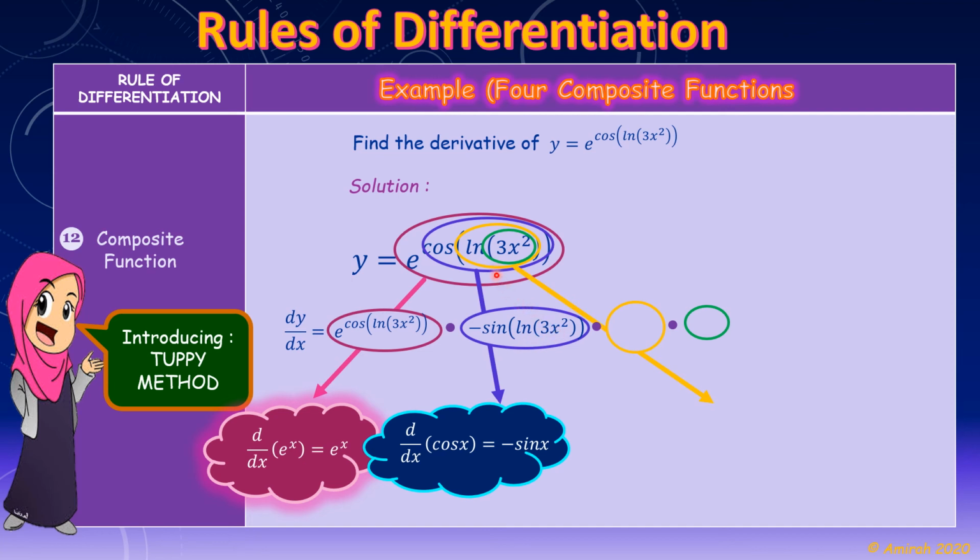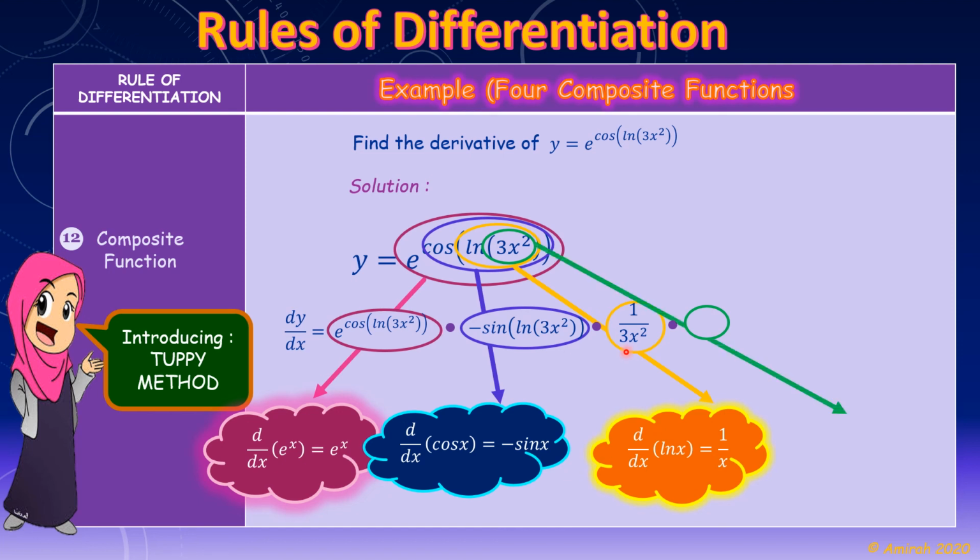After that, we differentiate the ln function. To differentiate the ln function, we can refer to the basic formula: the derivative of ln x equals 1 over x. So when we differentiate ln 3x squared, it should be 1 over 3x squared. We just assume our x now is 3x squared.